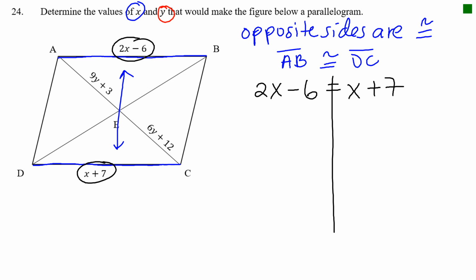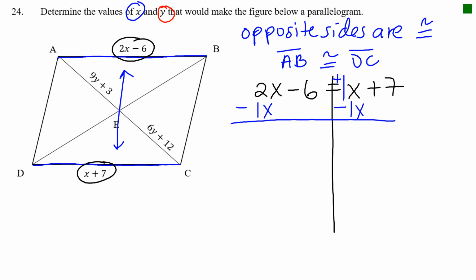I want to get all my x's on one side. Now, on the left, we can see the 2x. On the right, there's just an x, but we know that the coefficient, the number out front, is a 1, which means 2x is actually bigger. So I want to get all my variables to the left. I want to get this positive 1x to join it, so I'm going to subtract 1x from both sides.